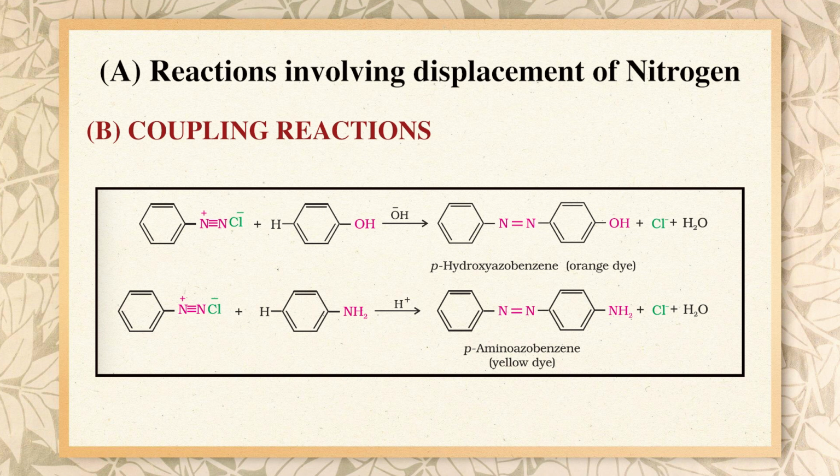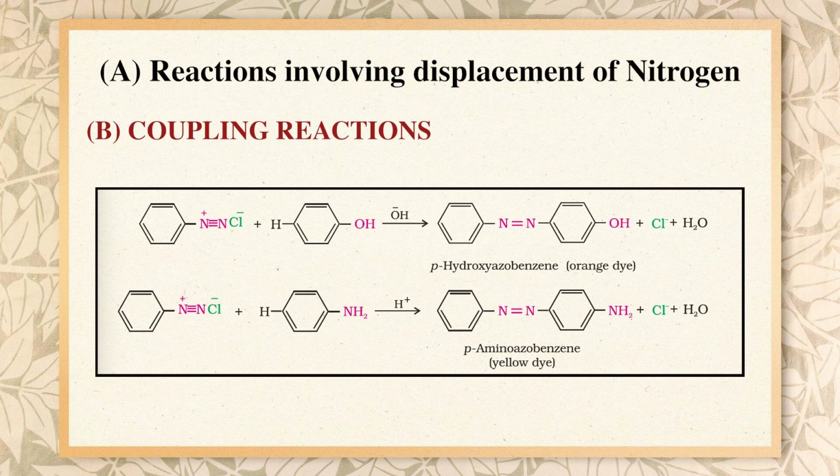The azo products of the coupling reaction have extended conjugation involving both the aromatic rings. As a result, the products are highly colored. They are often used as dyes. For example, para-hydroxy azobenzene is an orange dye and para-amino azobenzene is a yellow dye.